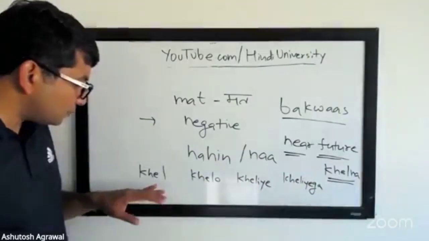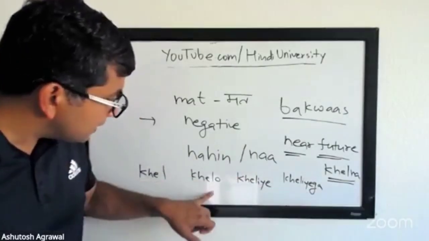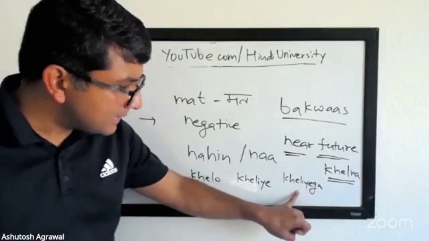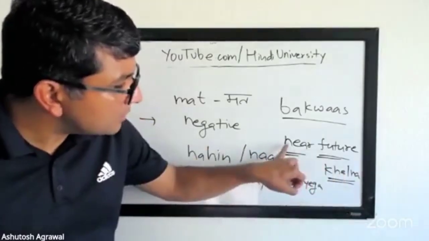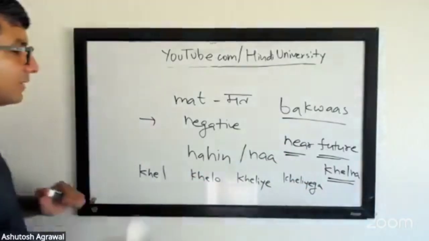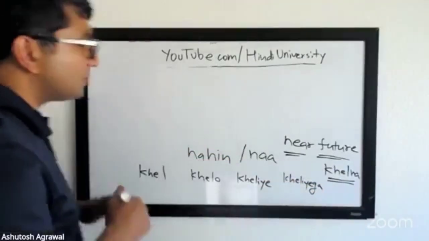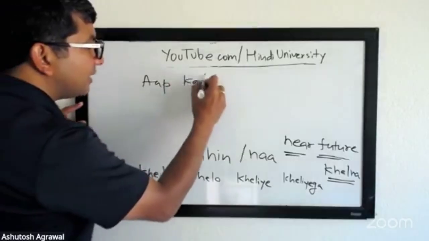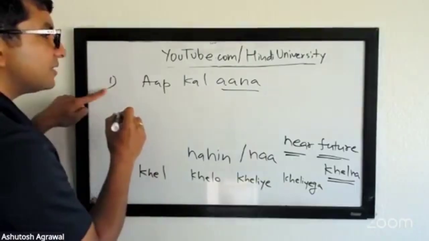Yeah. So these are the 4 things we learned today. खेल, खेलो, खेलिए, and खेलिएगा. Yes, there is one more imperative, which is if you want someone to do something in the near future. Okay, so then you just use the infinitive form of the verb. So if I want to tell someone आप कल आना, that means please come tomorrow.